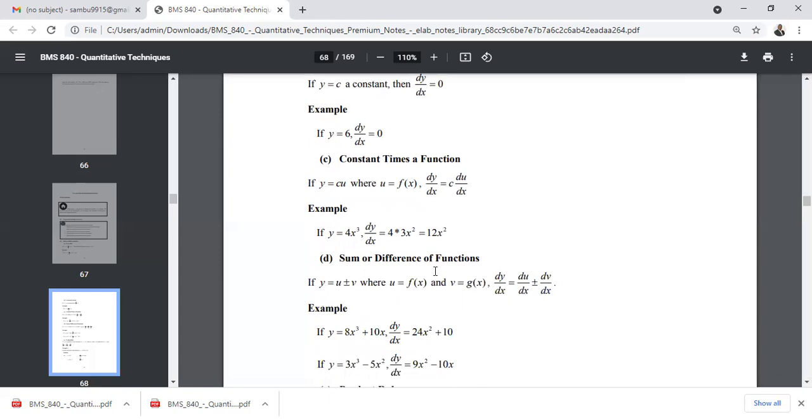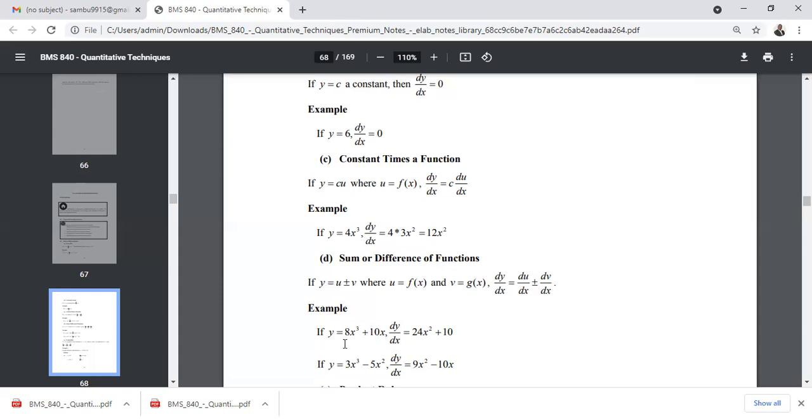Then you have the sums or difference of function. When you have a sum or difference of a function, and our function is in the form of u and v, where u is a function f of x and our v is a function g of x, then our formula becomes, so it's like we are differentiating them separately. We first take the function f of x, that is du over dx. We add now the function of v, which is the g function of x. It's easier said than done.